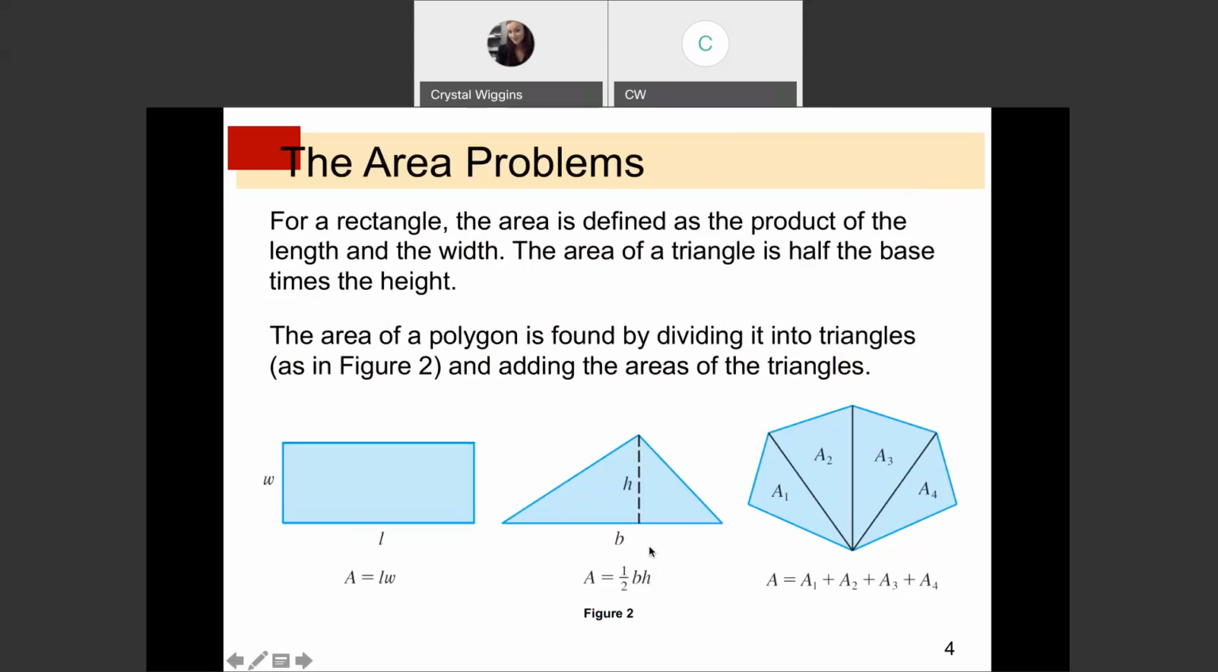You can see that this is exactly half of a rectangle, which is why it's half base times height. Now, the area of a polygon is found by dividing it into triangles and adding the areas of these triangles. That makes total sense, right? You'd find the area of this triangle, and then this triangle, and then this one, and then the fourth one. You add up all the areas, and you have the total area of the polygon. Makes sense to me.